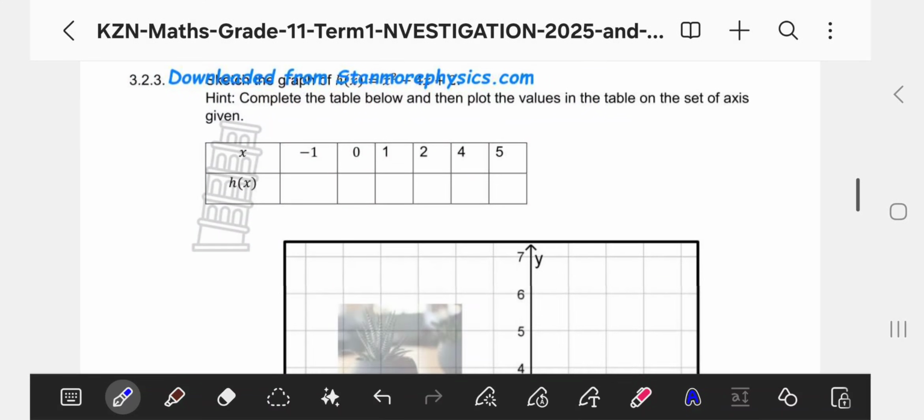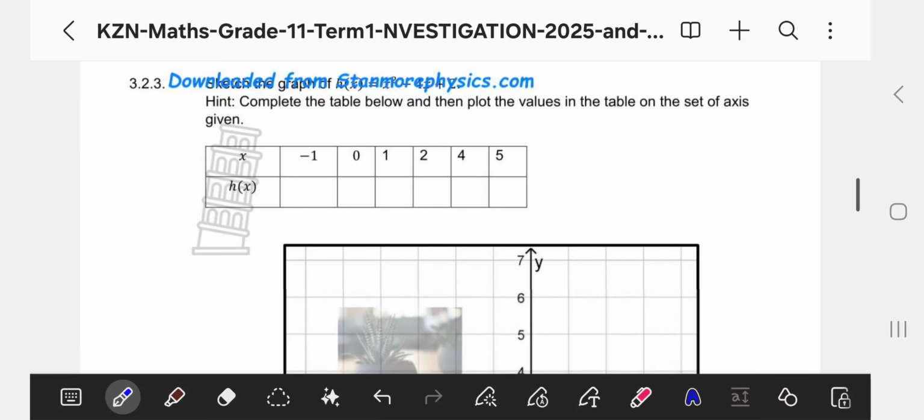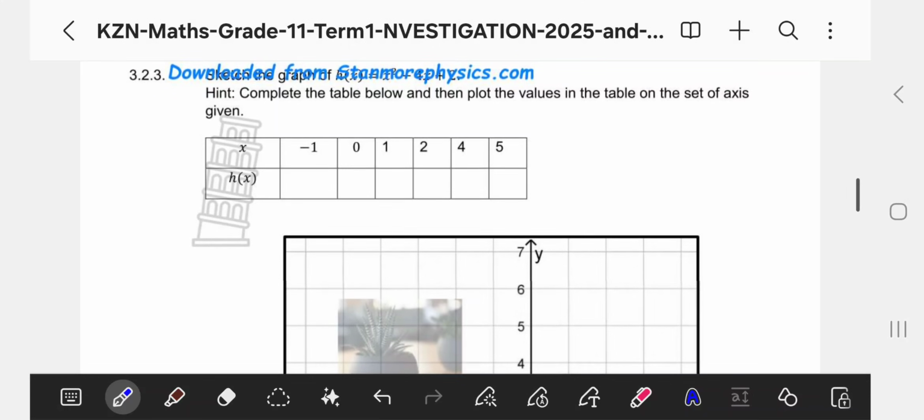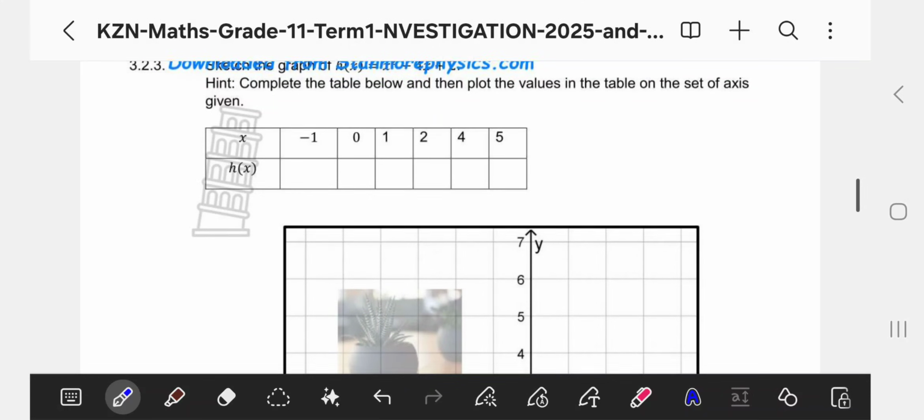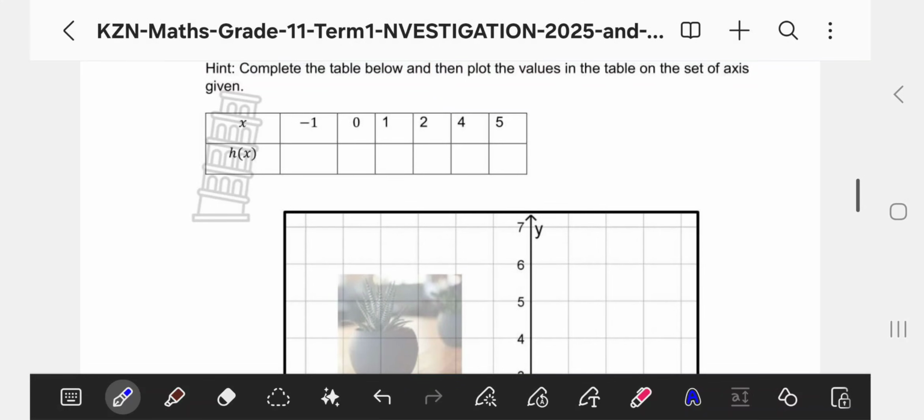Let's go on to 3.2.3. Again, the equation of the graph is covered, but it's fine, we can write it on the side. It is supposed to be h of x is equal to x squared minus 4x plus 2. So it's the same procedure where they want you to take all of these x values, substitute, and get your corresponding y values. I'm going to let you guys pause the video and try it out.